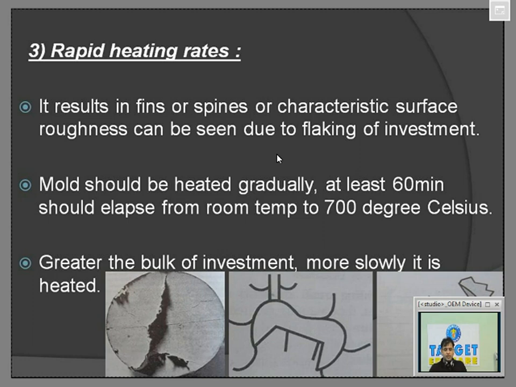So the precaution that should be taken is that the mold should be heated gradually. At least 60 minutes should be taken for the temperature to reach from 0 to 700 degrees Celsius. So that is the precaution that we should take to prevent the casting from having fins or spines.